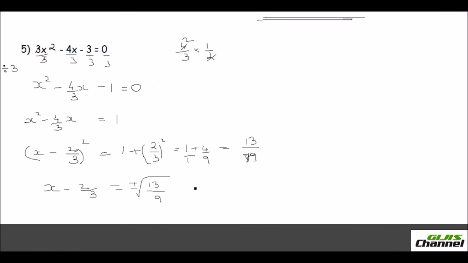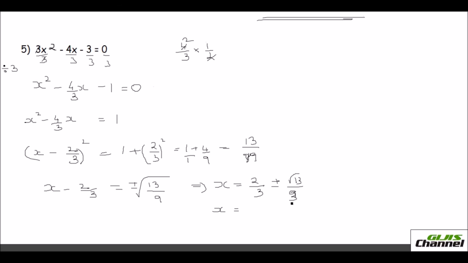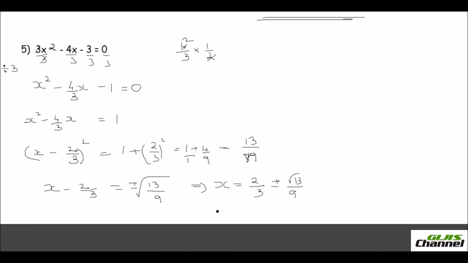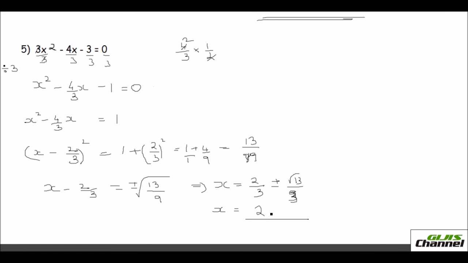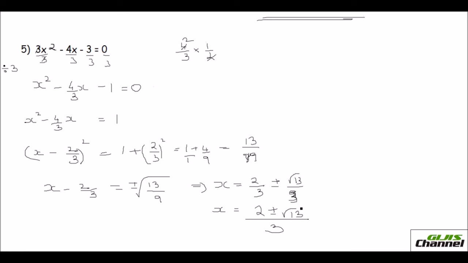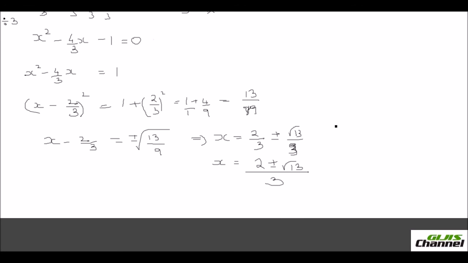Now that implies your x is equal to 2 over 3 plus or minus root 13. The root of 9 is 3, right? So it is 3 here. So your x will give you the value 2 plus or minus root 13 divided by 3. So your x is equal to, within the brackets you can say, 2 plus root 13 over 3, or 2 minus root 13 over 3.